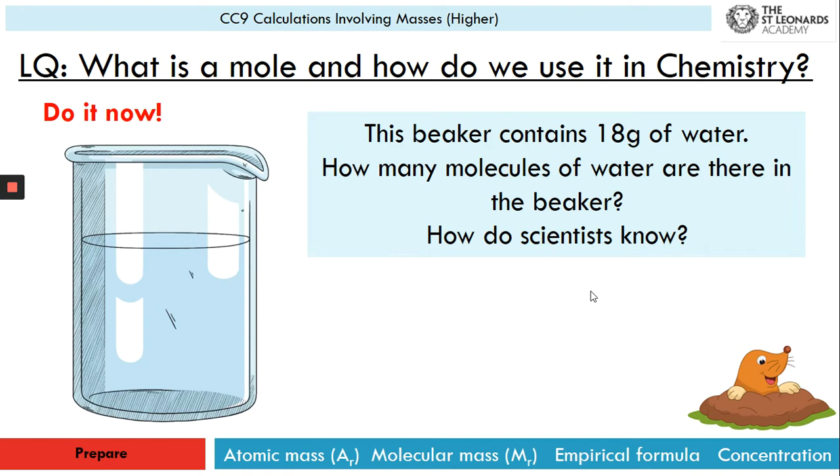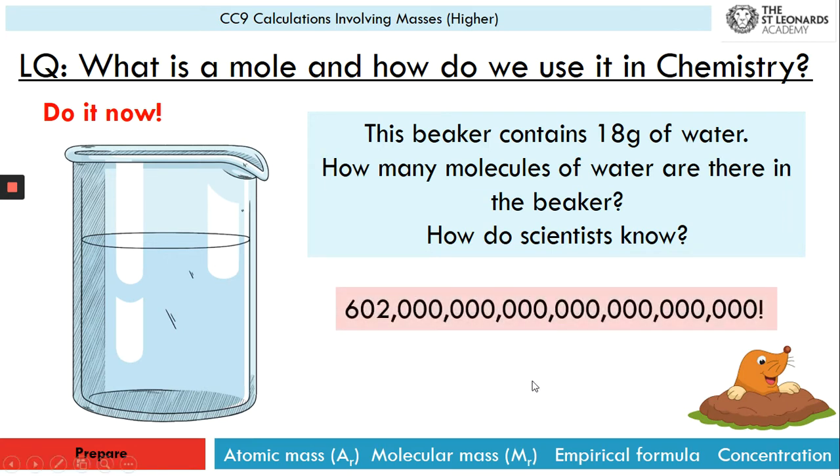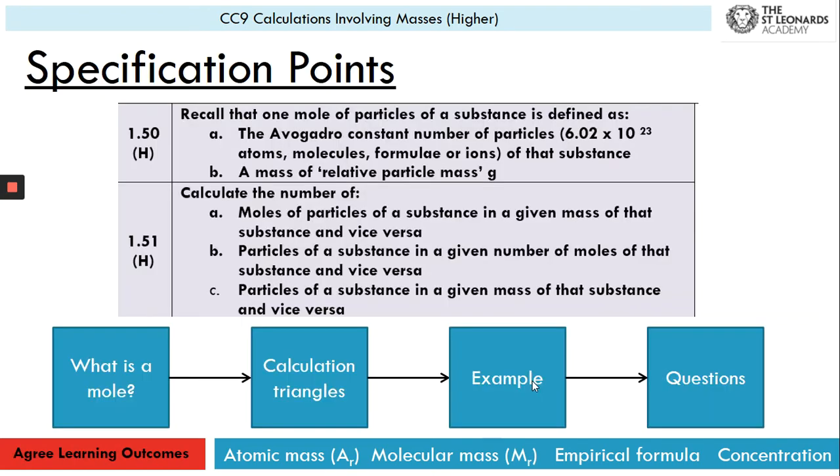It is going to be 6.02 times 10 to the 23. Okay, I'm not going to say that number with all the zeros on there, so if you want to have a go, feel free. That is a number called Avogadro's constant, and that's what we're going to look at in this lesson.